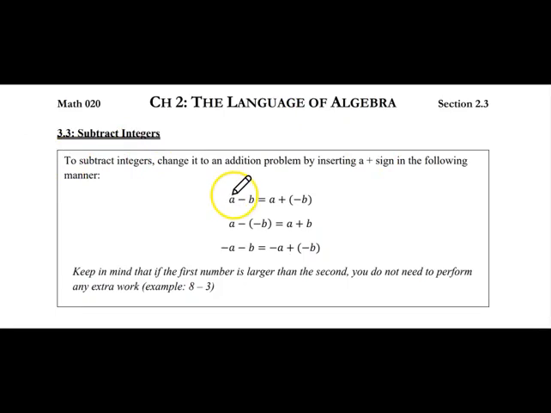If you are subtracting two numbers, a minus b, you are going to split it apart and insert the plus sign before the second number. So your problem will look like a plus negative b. If you have a minus negative b, you are going to change the entire problem into addition. So it would result in a plus b. And if you have negative a minus b, you will keep the negative a, you will insert the plus sign before negative b, so you will have negative a plus negative b.